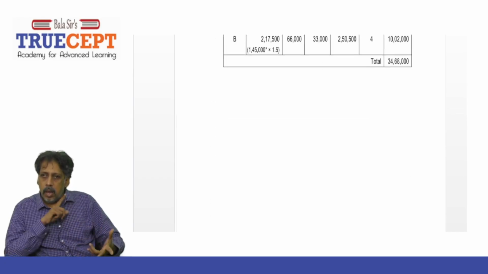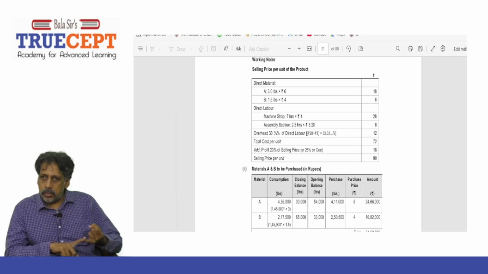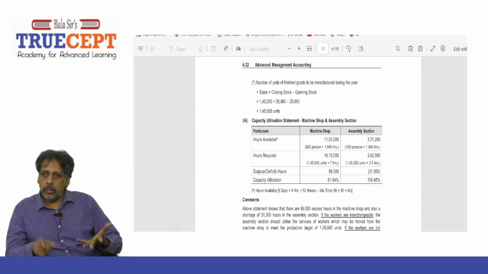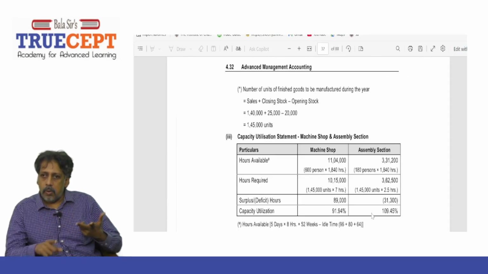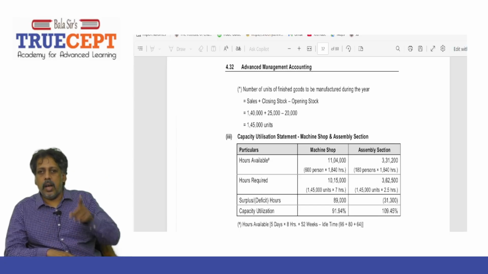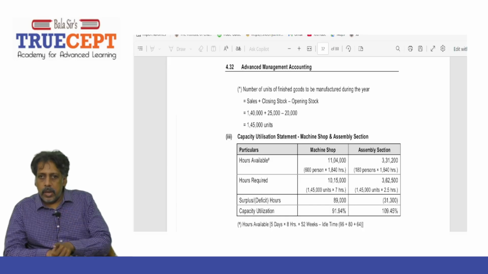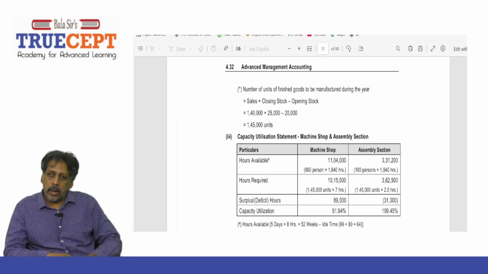Have they given 1,40,000 units? Add a closing stock of finished goods 25,000 units. Minus opening stock 20,000 will give you the 1,45,000 units. That working you should copy. Only then you can take up the second question, preparing the material purchase budget. Is that clear? Yes, sir. Read that part.